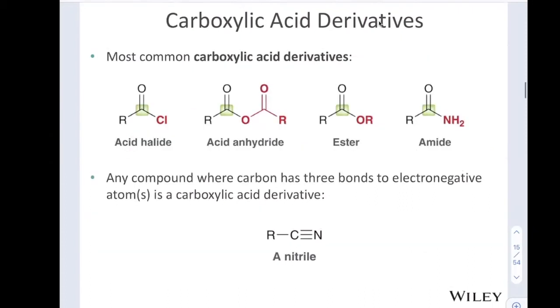So I'd like to introduce you to the typical carboxylic acid derivatives. They are the acid halide, the acid anhydride, the ester, and the amide. We also need to talk about the nitrile here because it actually fits into the same category. It turns out that a carboxylic acid derivative just needs to have 3 bonds to an electronegative atom, and nitrile fits that bill as well.